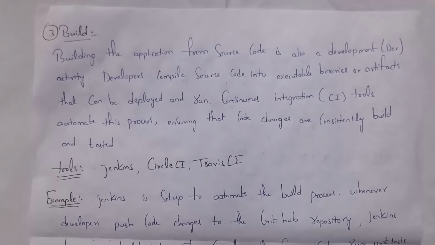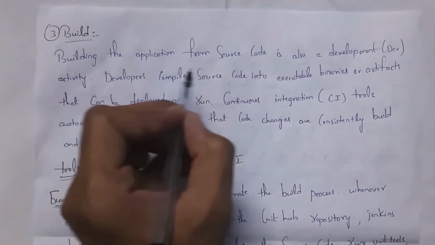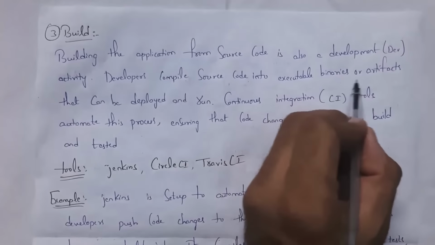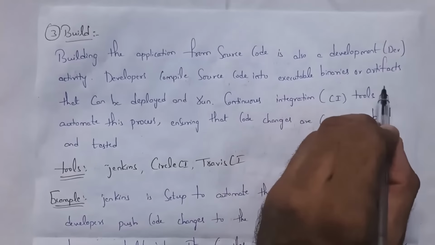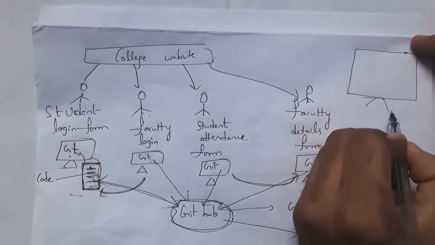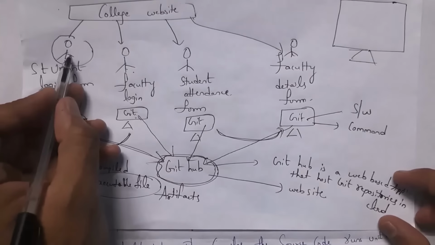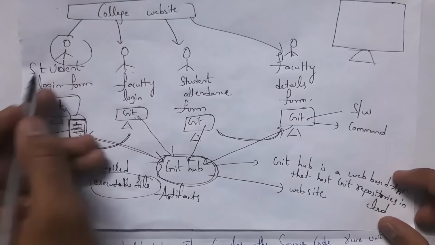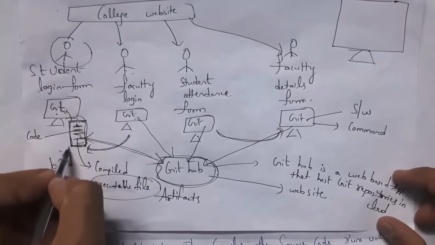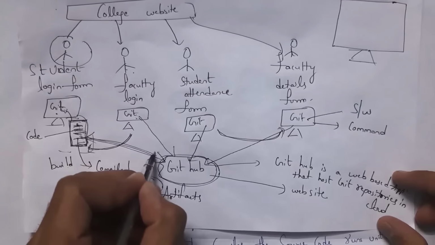Next one is build stage. This build stage also belongs to development. Developers compile source code into executable binaries or artifacts that can be deployed and run. Continuous integration tools automate this process, so that code changes are constantly built and tested. For example, software company is designing college website. Initially nothing is developed. Guys, for example, this developer wrote student login form code. After successful completion of entire code, he will place that code in GitHub.